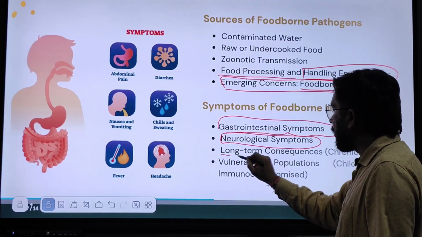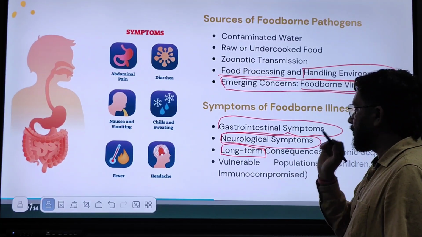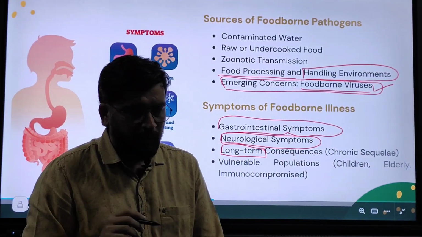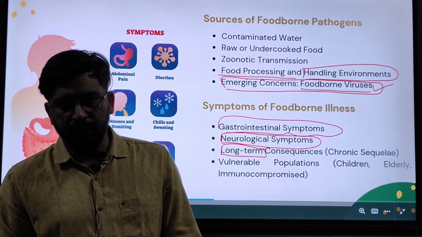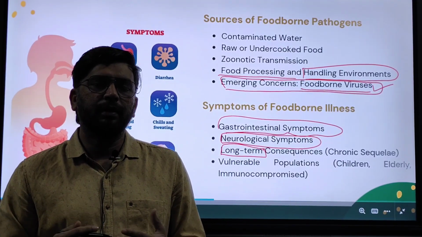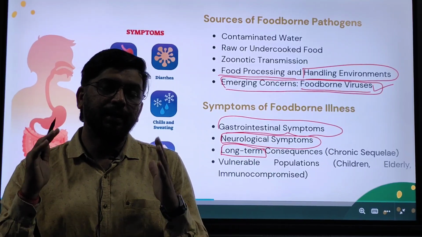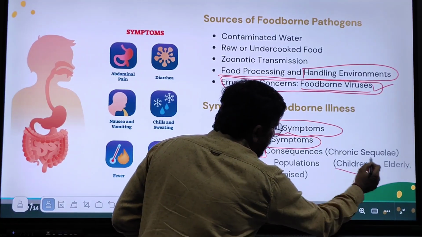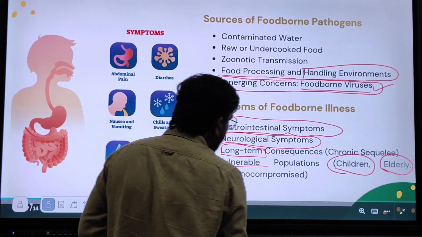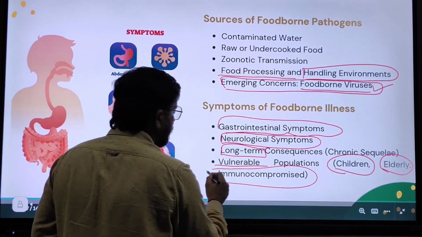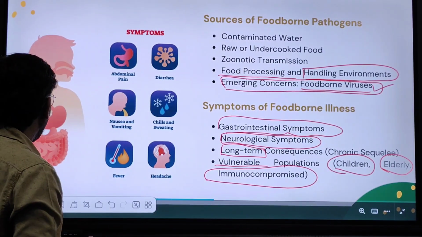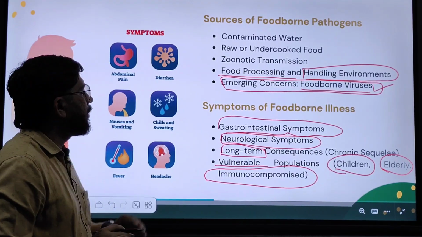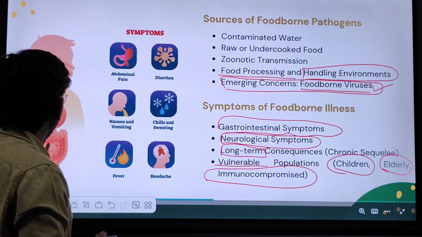These symptoms can be long-term and short-term. Along with this, my dear students, I would like to add a comment here that immunocompromised individuals are at higher risk for foodborne infections. Here you can see children, the elderly population, and immunocompromised patients, who are the highest target for foodborne infections.